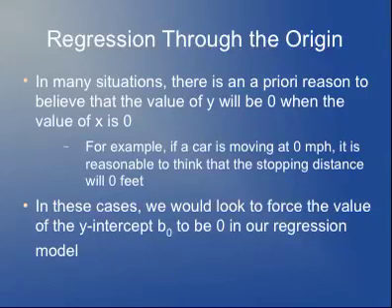Okay, fair enough. And this also avoids the issue that for low values of x under the cars regression model, we get a predicted negative stopping distance, which is somewhat problematic. So we may say, given that we don't ever want to predict a negative stopping distance, and given that it seems reasonable to think that the stopping distance will be 0 if the speed of the car is 0, let's force the y-intercept b0 to be 0 in this regression model.